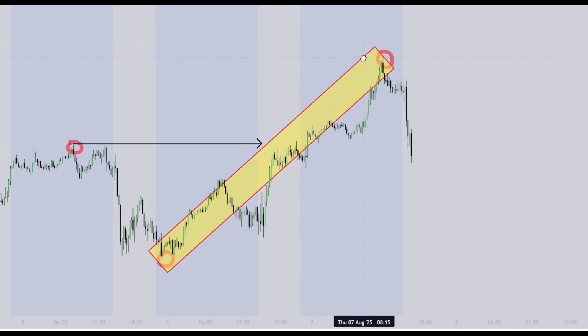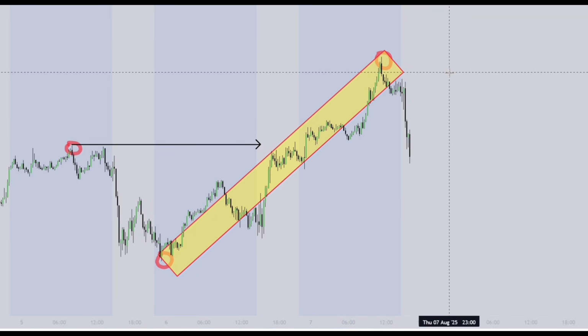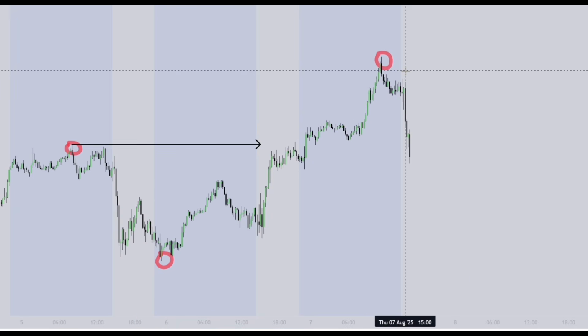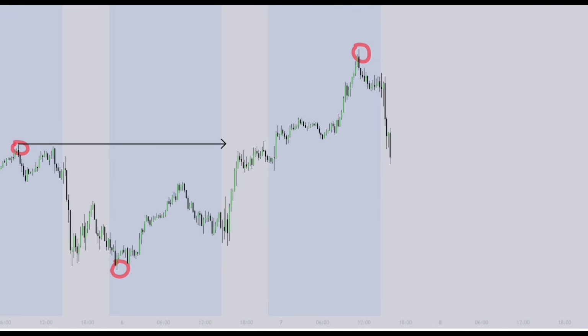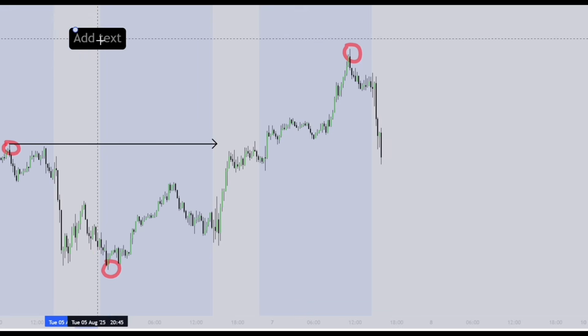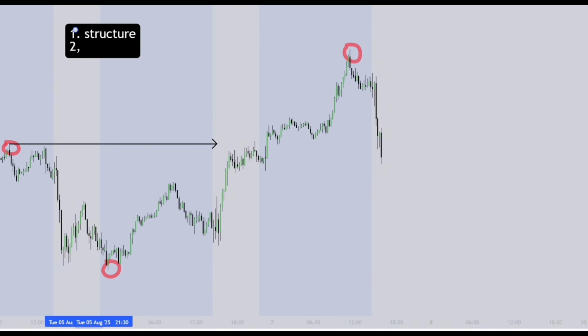Anything in between this dealing range is indeed internal structure, and you really want to be ignoring the internal structure. It's just noise. So that is step number one. I'm just going to mark this out. Step number one is structure, or market structure. Step number two is the dealing range.